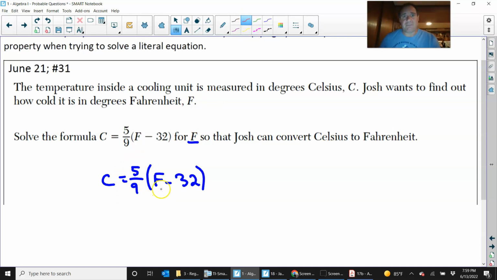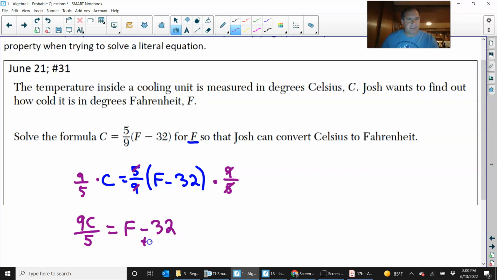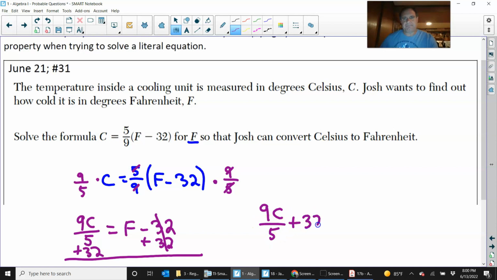We want to get rid of the 5/9. How do we do that? We're going to multiply by the reciprocal, 9/5. 5/9 and 9/5 are reciprocals of each other. They cancel. And then you have 9c/5 on this side equals f minus 32. You add 32 to both sides. This cancels. You have 9c/5 plus 32 equals f, and you are finished.